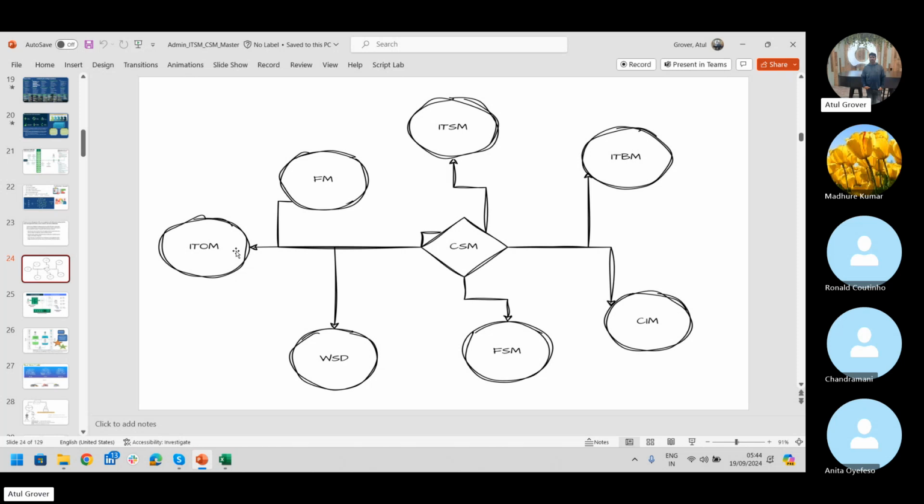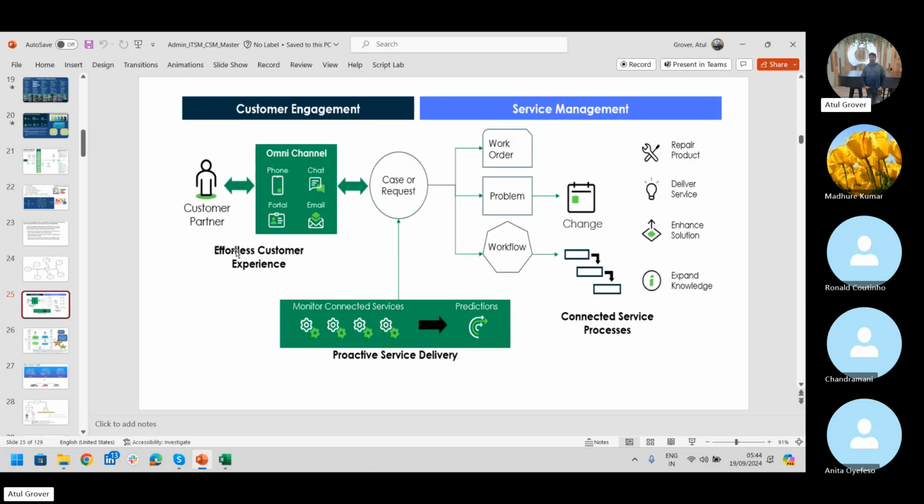It's very deep to understand actually. Now have a look here. To understand the CSM and the incident management concepts, what do you think this picture is saying to you? Madhur, what do you think?